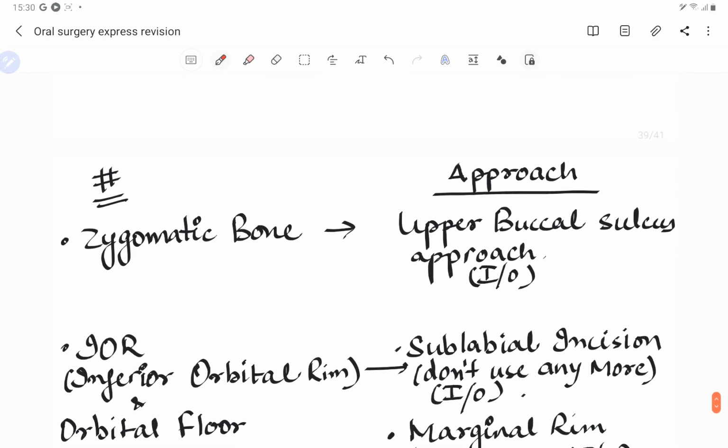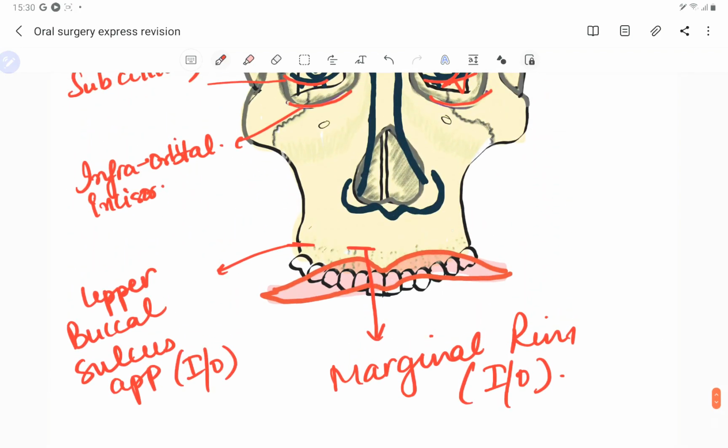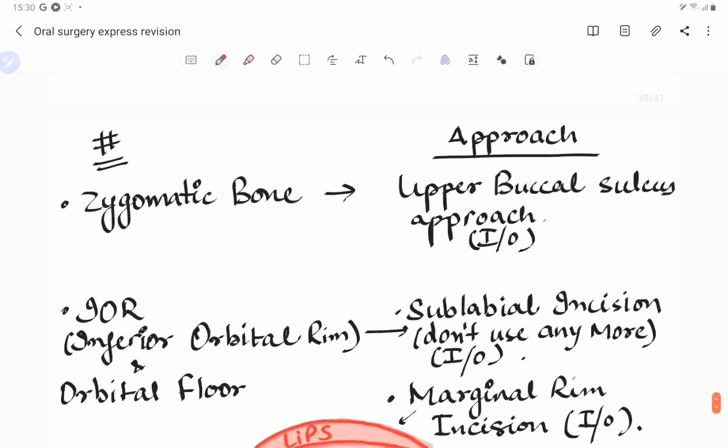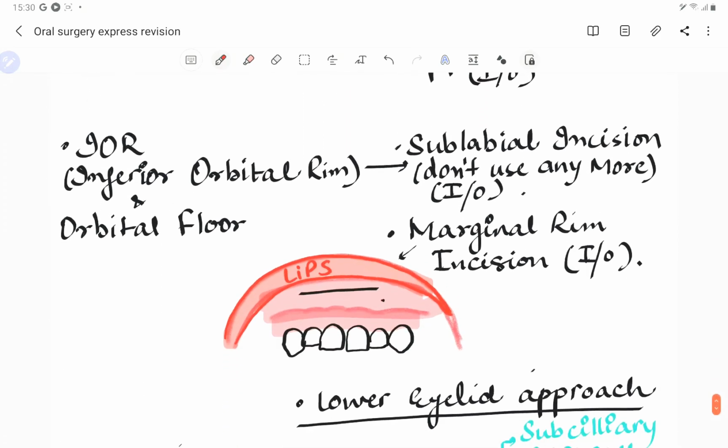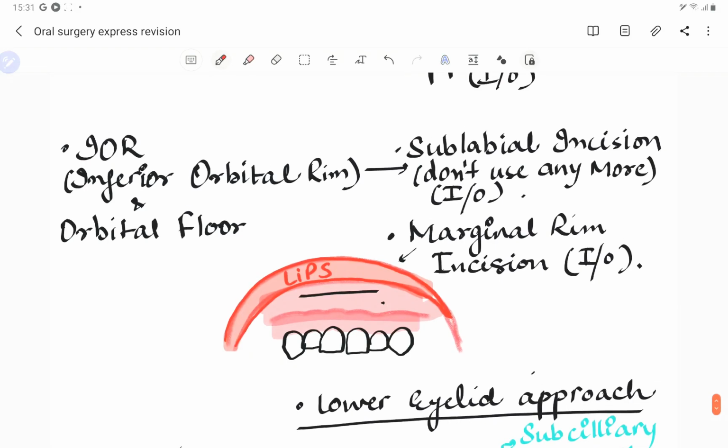If the zygomatic bone is fractured, in this particular area, then we go for the upper buccal sulcus approach, which is intraoral. If we are reaching for a fracture of the inferior orbital rim or floor of the orbit, then we have the sublabial incision. Guys, we do not use it anymore. This is also an intraoral approach. We go 4 to 5 millimeters beyond the attached gingiva, and if the person is edentulous, we go for the crest of the ridge.